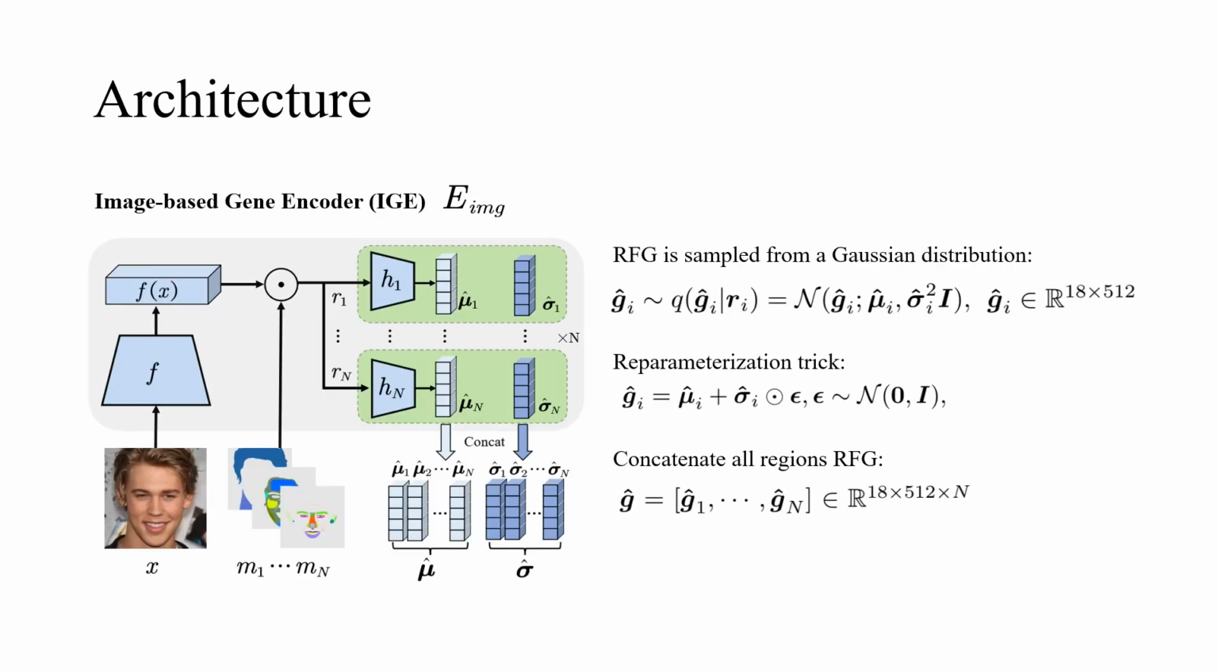This is the image-based gene encoder network architecture. Firstly, a shared-weight convolutional network is used to downsample the 512 by 512 RGB image to a resolution of 64 by 64. Then, the resulting feature map is multiplied by the mask of each region and encoded separately using multiple independent small networks to obtain the mean and variance of each region. The values from multiple regions are concatenated together. Finally, the reparameterization trick is applied to obtain the representation of region-level facial genes, RFGs, for each region.